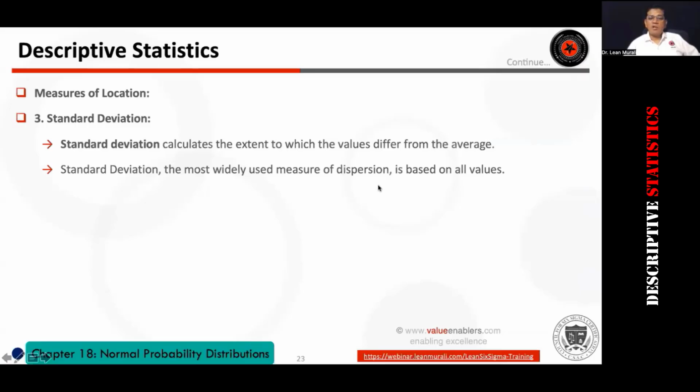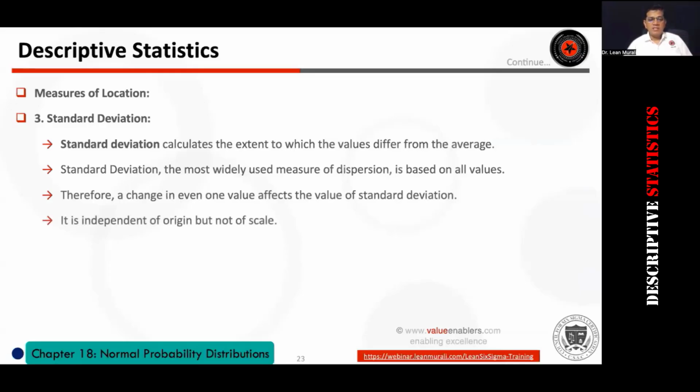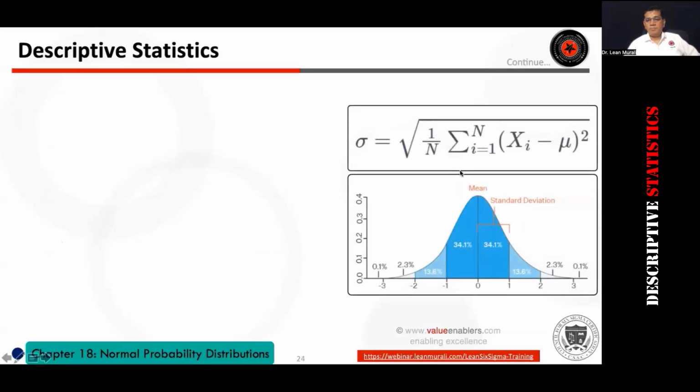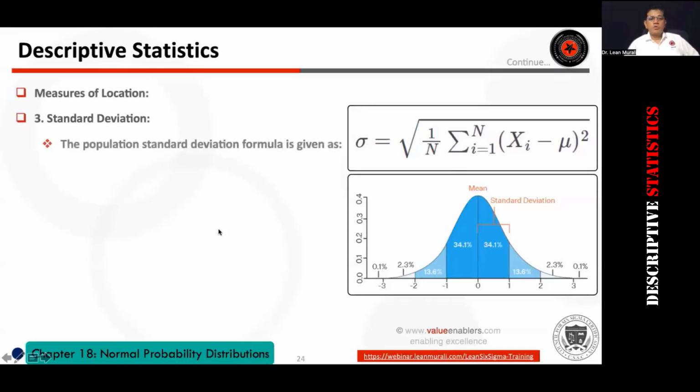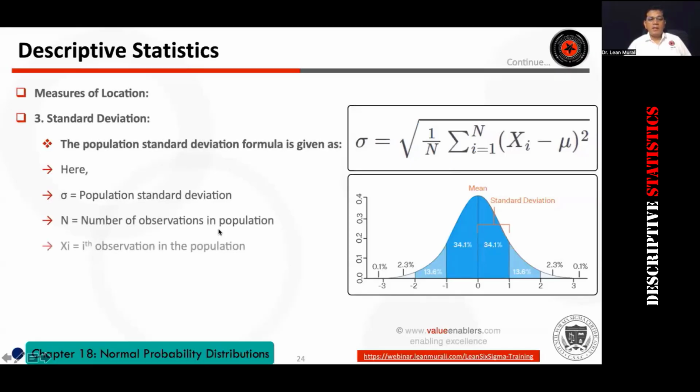Standard deviation calculates the extent to which the values differ from average. Standard deviation is the most widely used measure of dispersion. Therefore, the change in even one value will affect the value of the standard deviation. It is independent of origin, but not of scale. It is also useful in certain advanced statistical problems. Now, this is the formula, and mu is the average of the population. So this is the formula that is given here, and sigma is the population standard deviation.